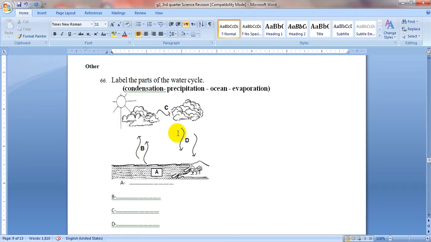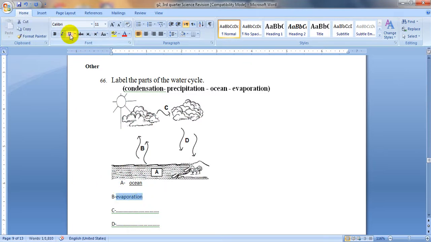Let's now say what is letter A. As we said, it's a water surface on earth. It is ocean. So letter A, we will write ocean. What about letter B? It represents the evaporation process, because the water will change into gas. So letter B is evaporation.